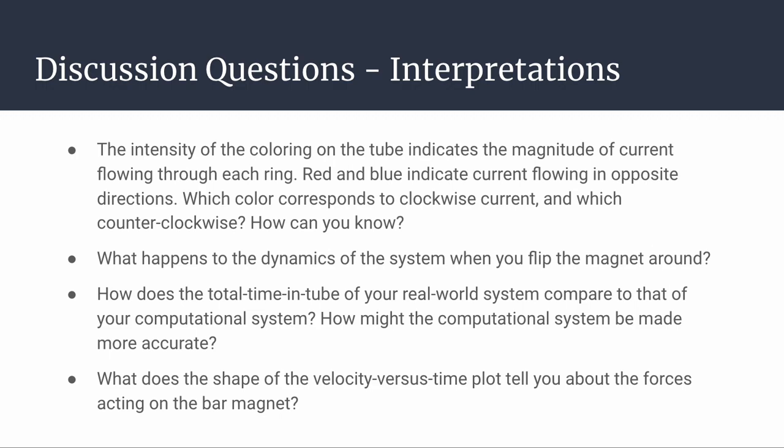And what does the shape of the velocity versus time plot tell you about the forces acting on the bar magnet? The forces are imbalanced for about 0.2 seconds initially, with increasing and then decreasing speed, but then it evens out for about a second before becoming unbalanced and increasing in speed again.